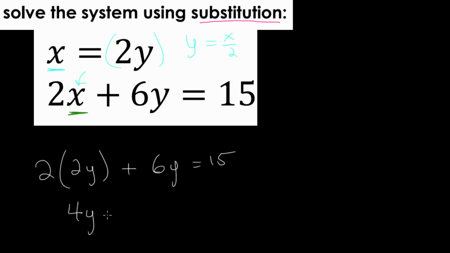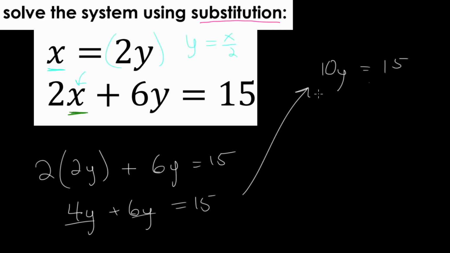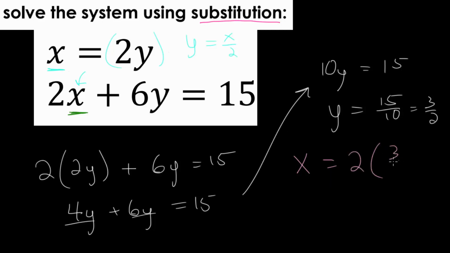So this will be 4y plus 6y is 15. And combining like terms, 4y's plus 6 more will be 10y's. And dividing each side of this equation by 10, we get 15 over 10, which is 3 halves. So y is 3 halves, or 1.5. And if we plug that value in for our first equation now, we can figure out x. Since x is twice y, and y is 3 over 2, the 2's cancel, and x will be 3 here.